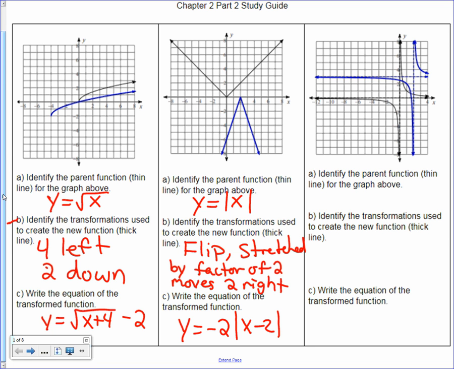Okay, the next one, my parent function is y equals 1 over x. It didn't stretch or compress any, it just moved. If you notice, this is where my original asymptotes crossed, and my asymptotes moved over 2 to the right and up 3. So my transformation is 2 right and 3 up. So when I write my equation, it's going to be 1 over x minus 2, to show that it moved right 2, and then plus 3.